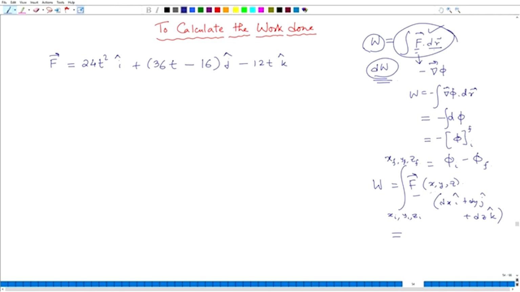But now the point is, I should make this dot product clear, so that there is no confusion. Now, instead of that, if we are giving you a force field which is an explicit function of time, so you exactly know the force field as a function of time, how do we then calculate the work done? Of course, for that you have to also know the dr in terms of t. Okay.